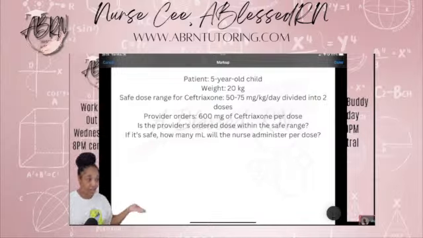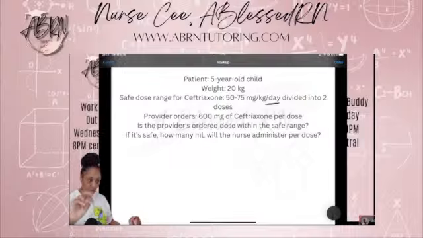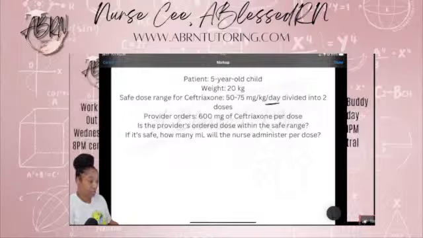So patient is 5 years old. They weigh 20 kilograms. The safe dose range for ceftriaxone is 50 to 75 milligrams per kilogram per day, divided into 2 doses. So remember, the last one is said per dose. This one says it's per day, but you can't give all of that at one time. It has to be divided into 2 doses, all right? So the provider orders 600 milligrams of ceftriaxone per dose. Is the provider's ordered dose within the safe range? If it's safe, how many milliliters will the nurse administer per dose?